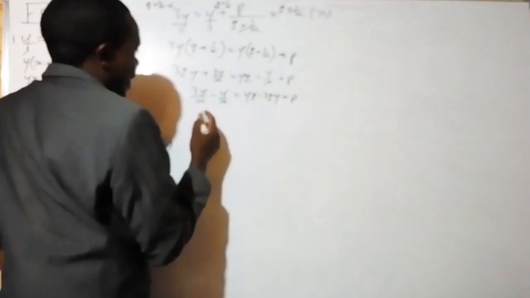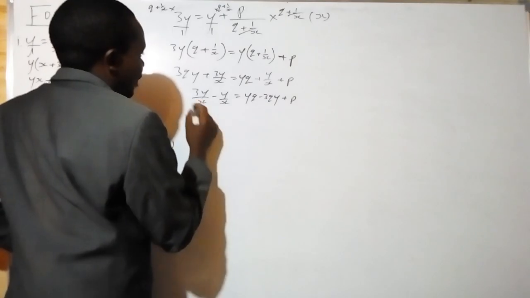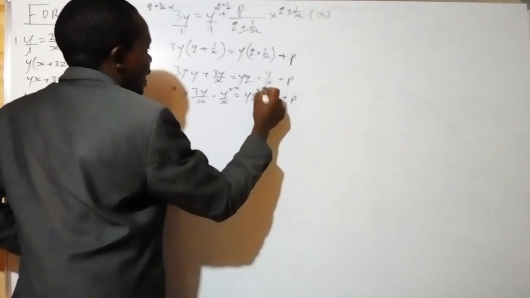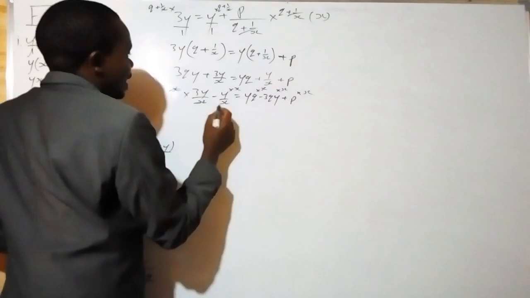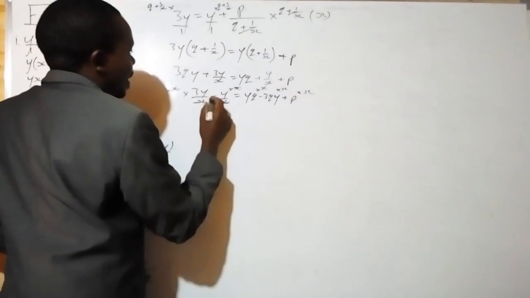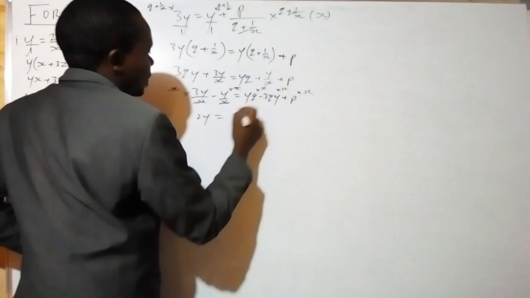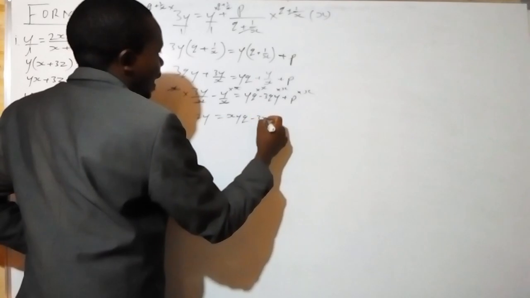Then we can proceed and say that we multiply by x throughout. X and x cancel, like that. 3y minus y, we are going to have 2y is equals to xyq minus 3xyq.